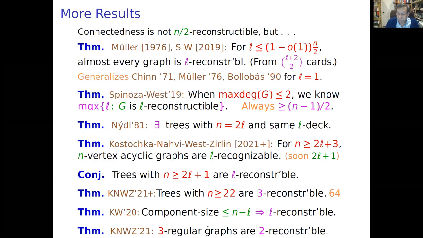And the problem, as soon as you go to deleting two vertices, is that, okay, yes, you can see these deficient vertices and you know the graph is regular, but you have no way to tell easily which of the deficient vertices are adjacent to which of the missing vertices. But okay, so we were able to show that three regular graphs are two reconstructible. So as you can see here, there's some amount that's known, but there are many, many questions that remain open.